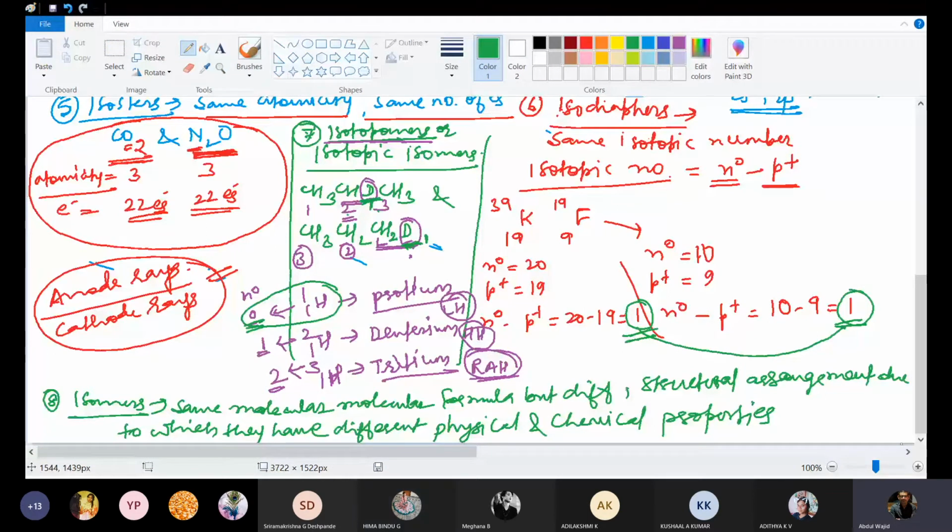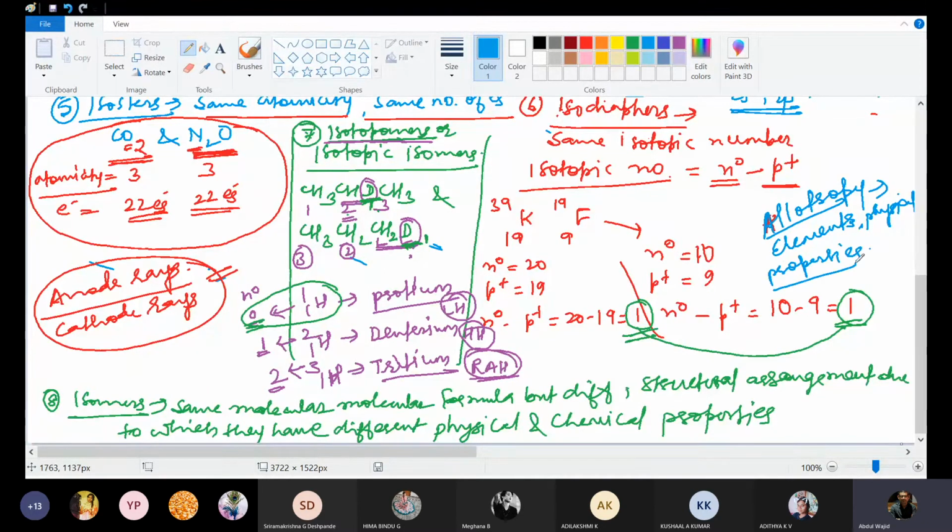That's what the difference between isomerism and allotropy is. Allotropy is the property of elements, and there only physical properties differ: different allotropic forms will have different physical properties. Their chemical properties will remain the same.